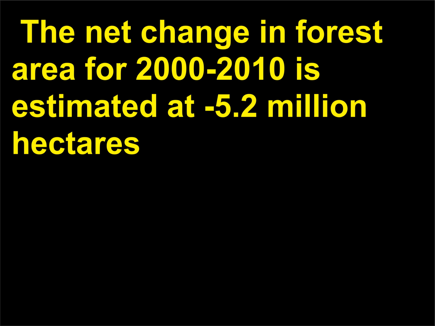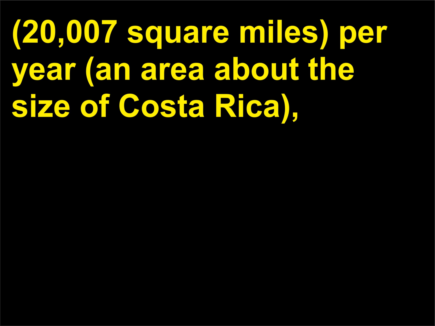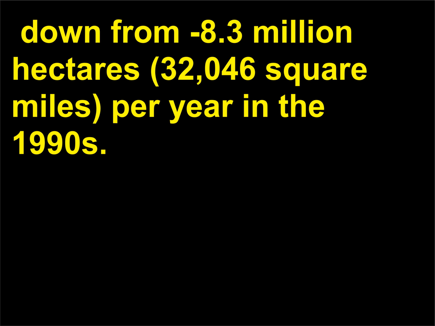The net change in forest area for 2000 to 2010 is estimated at minus 5.2 million hectares, 20,007 square miles, per year, an area about the size of Costa Rica. Down from minus 8.3 million hectares, 32,046 square miles, per year in the 1990s.